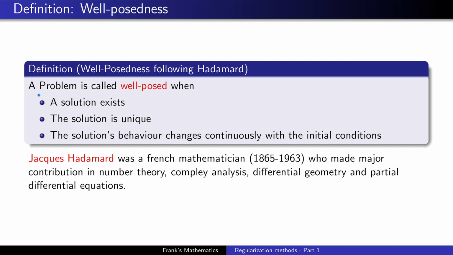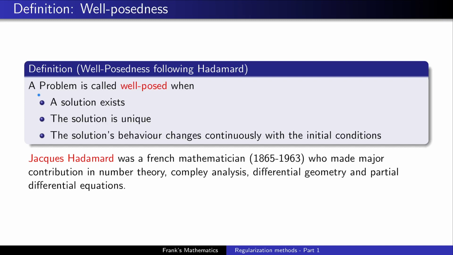Number one, a solution exists. Okay, this is kind of clear. If a problem does not have a solution, it is not good in a certain way. Number two, which is a little bit stronger, the solution must be unique. This is a little bit more because, well, an optimal control problem can have more than one solution, but to be well-posed, it must be unique. So number one and number two are actually quite clear. Number three is not so easy to understand.